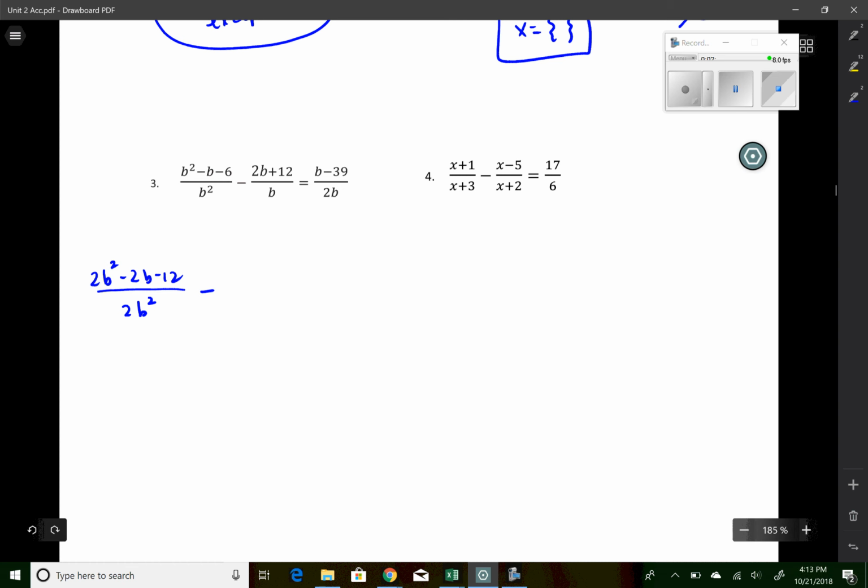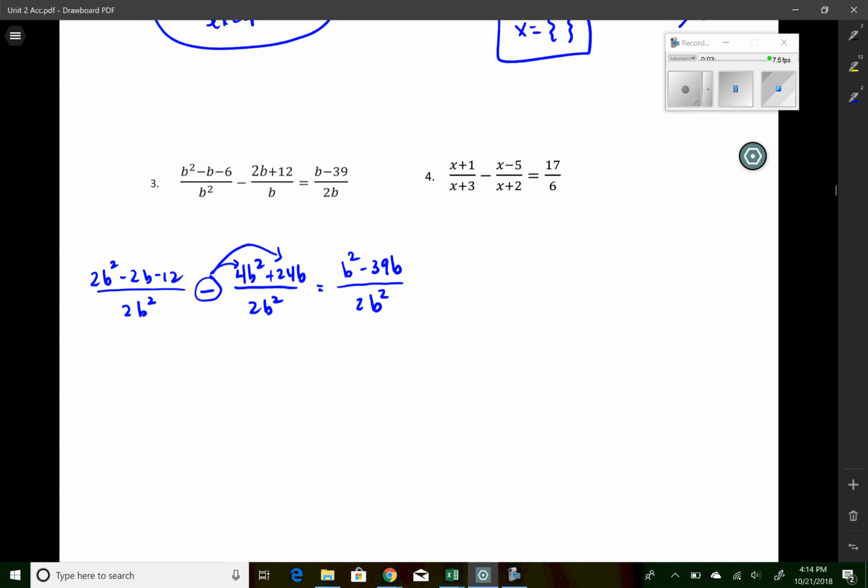To make the second fraction have a denominator of 2b squared, I'd have to multiply the top there by 2b. So that'll become 4b squared plus 24b. Notice this subtraction sign is going to distribute to both of those. We'll talk about that later. And the last fraction has 2b, but I want 2b squared, so I'd have to multiply by b. So that'll become b squared minus 39b.